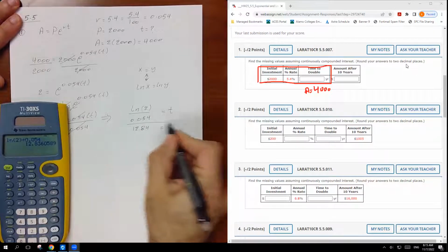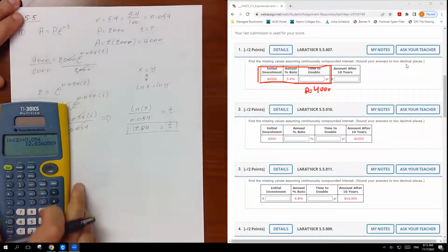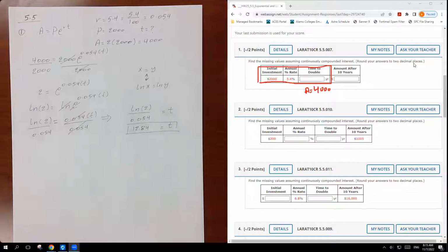12.84. So this is our time. This is the first part of this question. So we're going to type here 12.84. This is the first part.